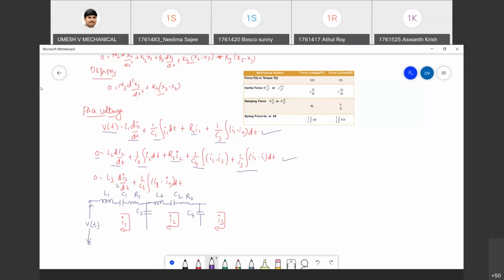Last equation: L3 di3 by dt. L3 is connected to only the I3 loop. And C4 is connected to I2 and I3, so C4 is already done, and everything is done. So at the end, you connect all the elements with the ground. This is how to draw the force voltage circuit.